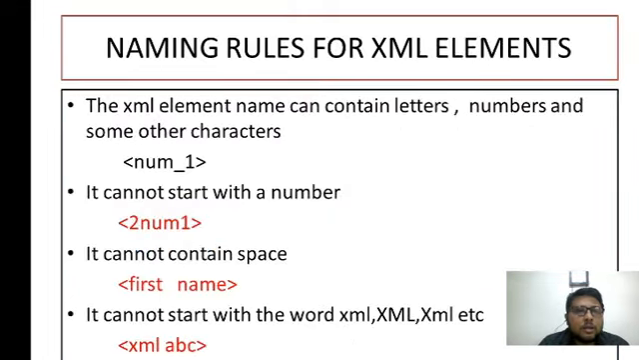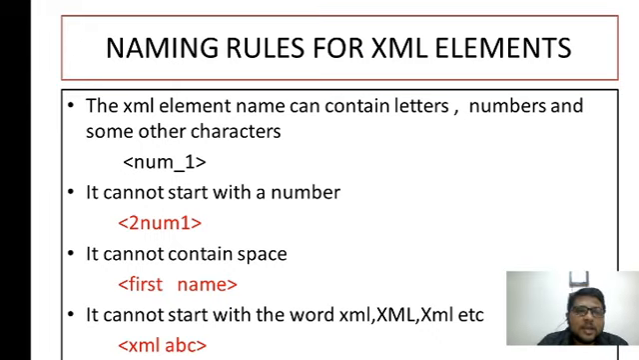Okay, there are rules to name XML elements. As I have told you, XML tags are user defined, so we can write down the tags by ourselves. So there are certain rules that we have to follow for writing down the XML tags or XML elements. The first rule is it can contain letters, numbers, or some special characters. There I have written num as letters, underscore as a special character or other characters, whatever you say, and one is a number. So these three things can be incorporated in an XML element.